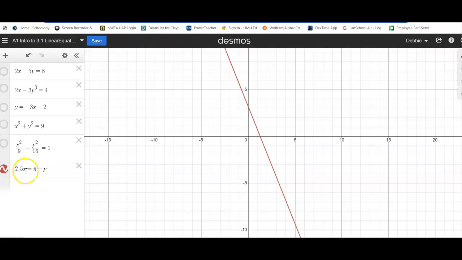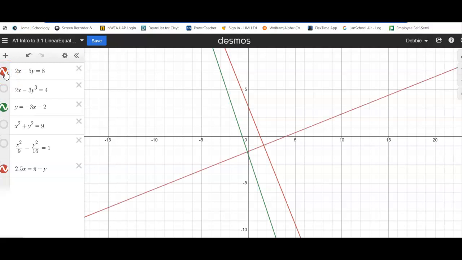You can see which ones are lines. This one is a straight line. This one is a straight line. And so is this one. Look at x, look at y, look at x, look at y, look at x, look at y. Now let's look at the other three.